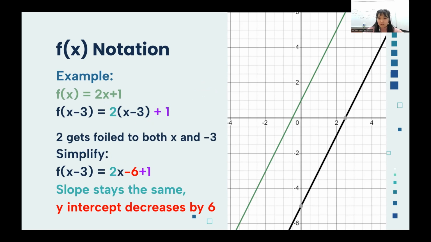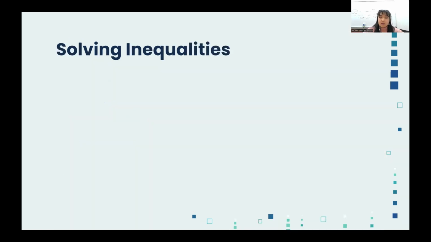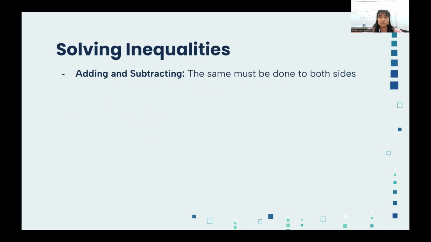There's that written as well, in case you forget. We're going to be solving some inequalities. So just going over some of the properties, when you add and subtract an inequality, the same must be done on both sides in order to keep the inequality true.